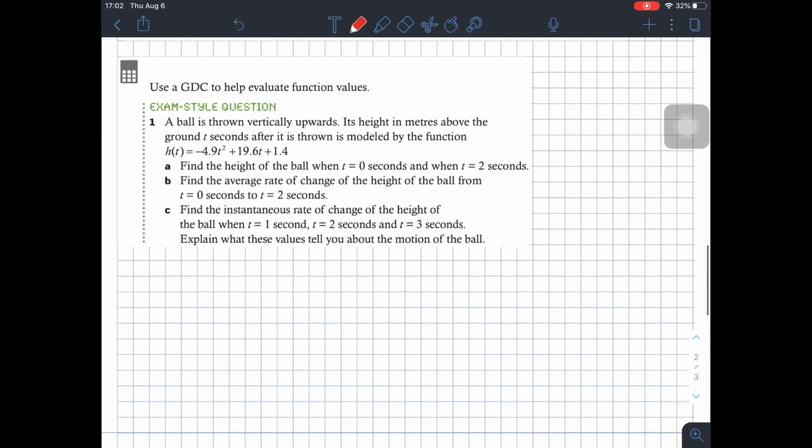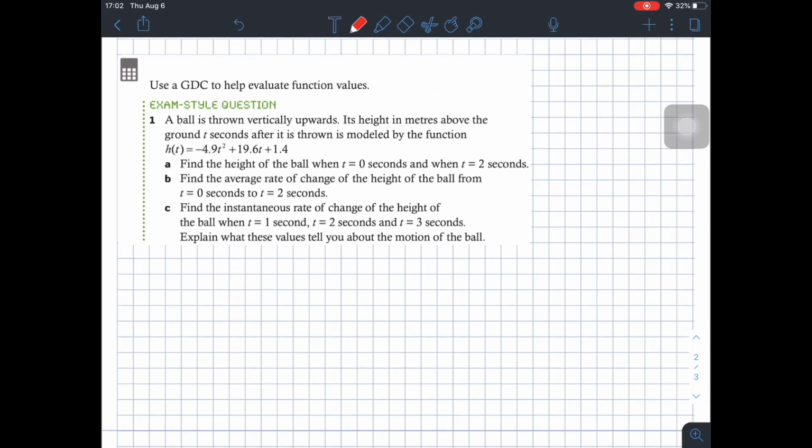It says, use a GDC to help you evaluate function values. And it says, a ball is thrown vertically upwards. Its height in meters above the ground t seconds after it is thrown is modeled by the function h of t equals negative 4.9 t squared plus 19.6 t plus 1.4. So A. Find the height of the ball when t equals 0 and when t equals 2. Okay, so that's something simple, right?